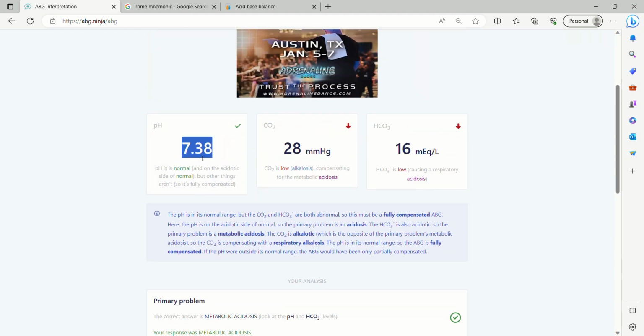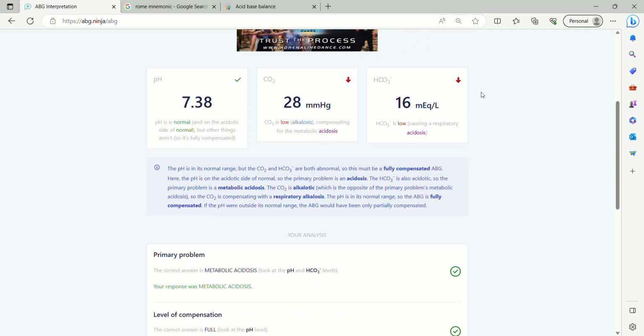pH is 7.38. CO2 is going to be at 28, and our bicarb is at 16. So CO2 is low, bicarb is low, our pH is low, so we are acidotic. Bicarb is low, so it is going to be acidotic on the bicarb, and we are low on CO2, right? So CO2 is alkalotic, bicarb is acidotic, and our overall number is also acidotic, right? So our bicarb is causing our pH to be acidotic. Our CO2 is in an alkalotic state trying to compensate.